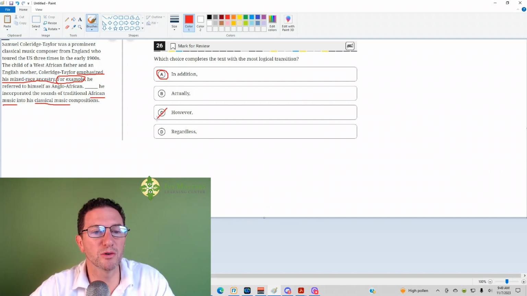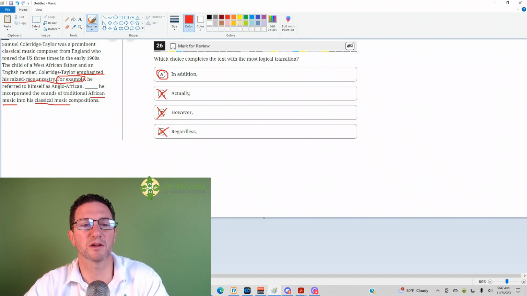So however shows difference, that would be wrong. Regardless shows difference, that's going to be wrong. And then actually also shows a bit of difference. I could say that I was scheduled to be early. Actually, I hit some traffic and I became late or something like that. So actually usually does show a bit of difference as well. In addition is the correct answer, A.